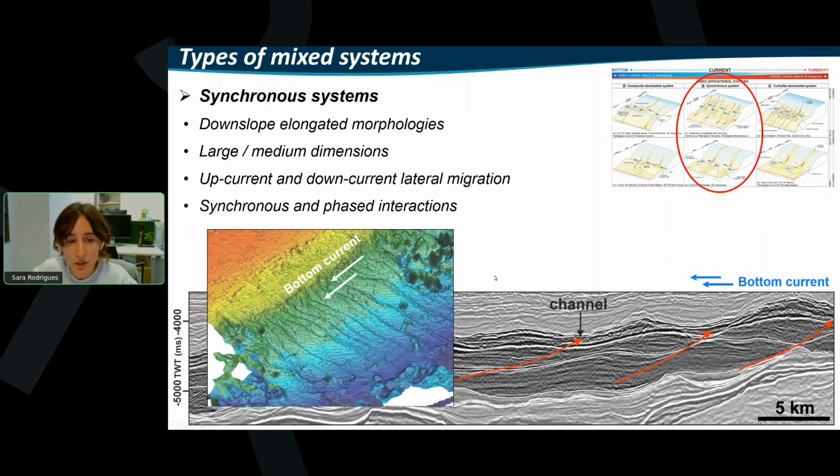In these systems, in addition, we will see both synchronous and phased interactions, and we can even tell this from the seismic, because, for example, this reflection here, you can see that it stretches laterally into the drift and that it loses amplitude and thickness, and that tells you that some of the sediment that was brought during the turbidity flow that deposited this one reflection was captured and transported laterally. So we had a synchronous interaction happening at this time. And that will occur throughout this type of system.